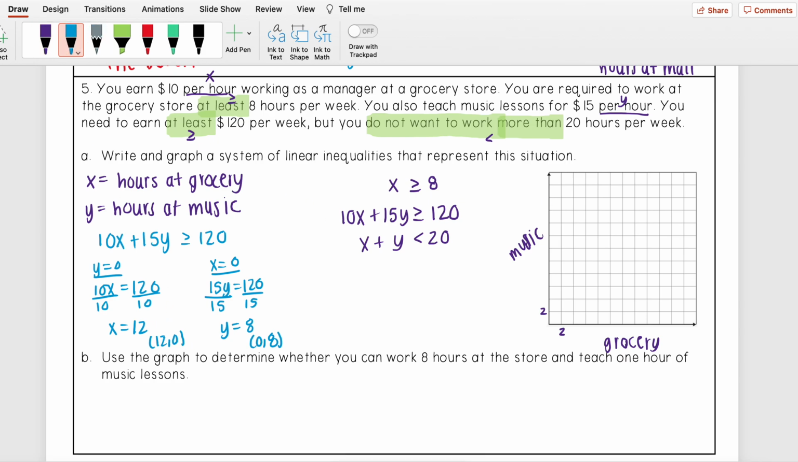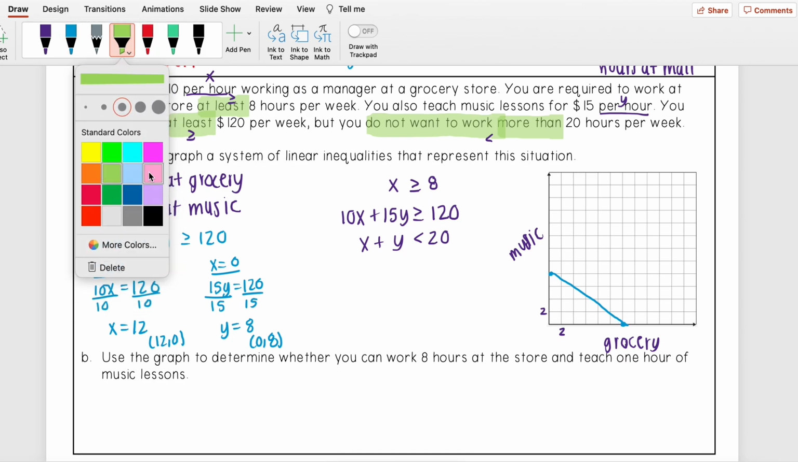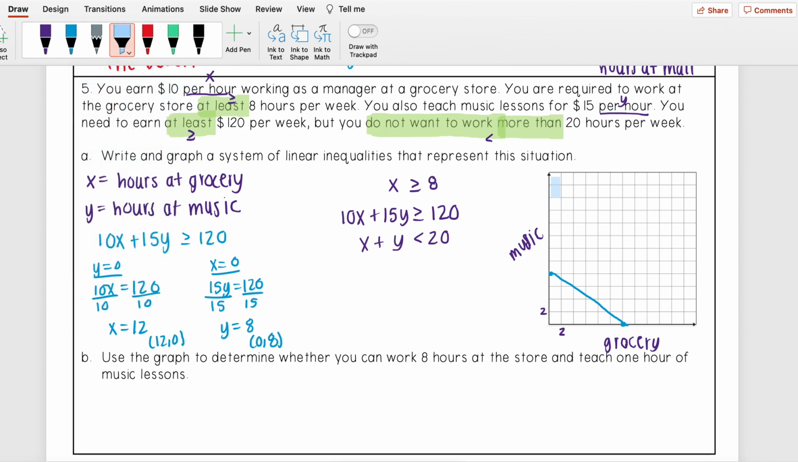And so graphing this first one, I have (12, 0), so 2, 4, 6, 8, 10, 12, and then (0, 8), 2, 4, 6, 8. This is greater than or equal to, and so that's going to be a solid line. And then I'm going to shade everything above it. I'm going to go ahead and graph this one next.